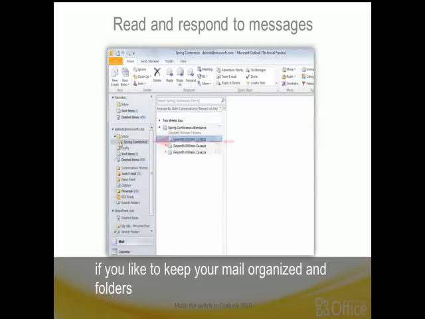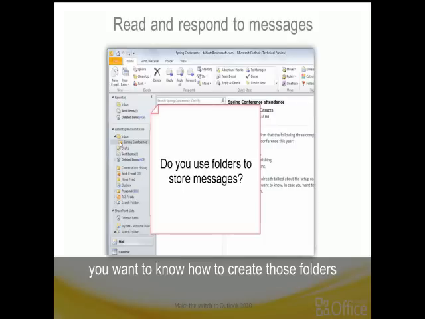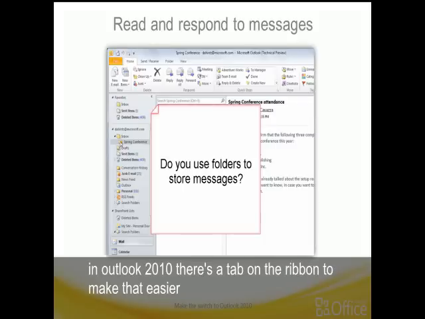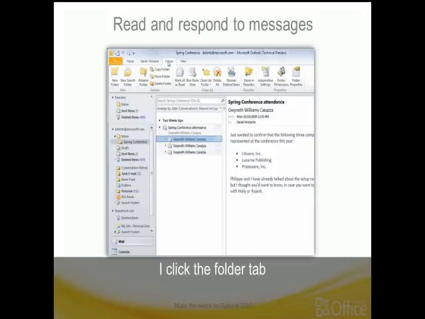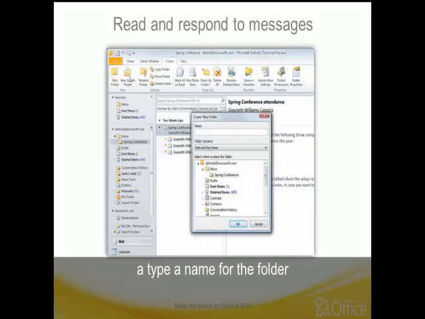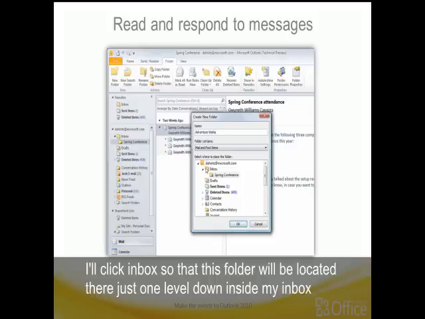If you like to keep your mail organized in folders, you'll want to know how to create those folders. In Outlook 2010, there's a tab on the ribbon to make that easier. Logically enough, it's called the Folder tab. To create a folder, I click the Folder tab, and then I click New Folder. I type a name for the folder, and then select a location for it. I'll click Inbox so that this folder will be located there, just one level down inside my inbox.